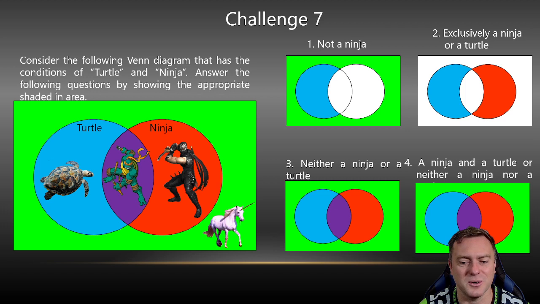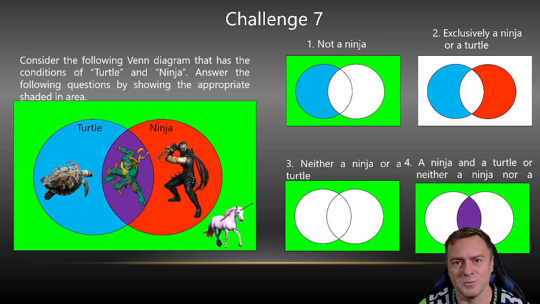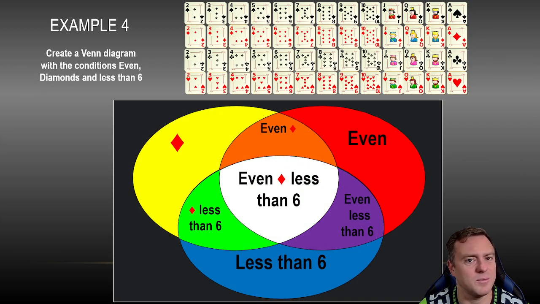Neither a ninja or a turtle would be this area here. So it would be the green area because it's not a ninja or a turtle. And then the last one, a ninja and a turtle, or neither a ninja nor a turtle, which is basically that area there. So we can merge these words together to match what we want to do, which is kind of cool. So the other one that I've done before is you can actually have 3 events.